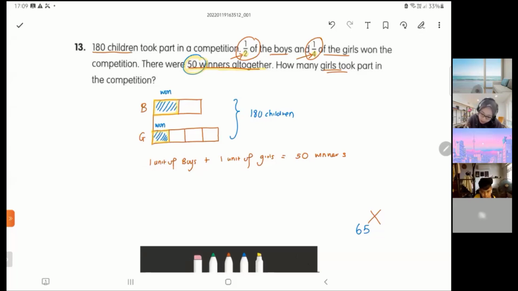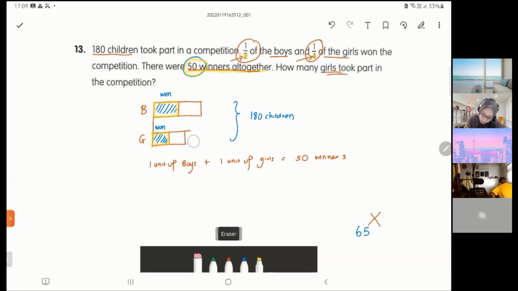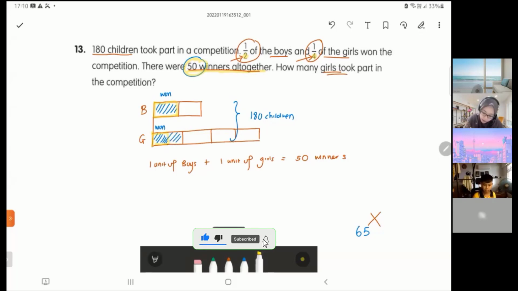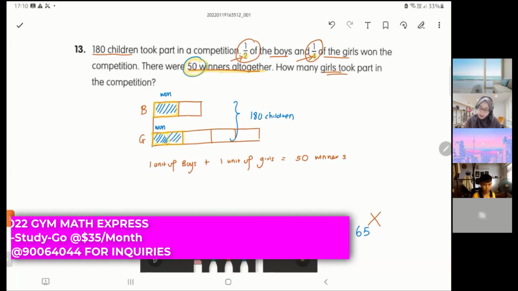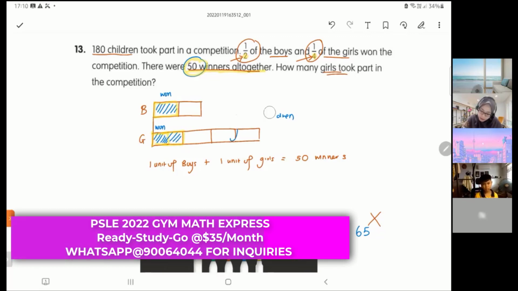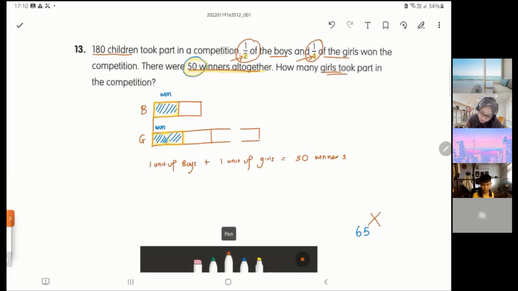Okay, my model, I think I need to make it a bit bigger so that it's more accurate. Let's draw a bit longer. Okay, let's say my girls 1, 2, 3, 4. Bigger, so you can see the difference. All right, so this is my 1 unit of girls. And my 180 children is the total. Just now was too small. I'm afraid you can't see the difference.